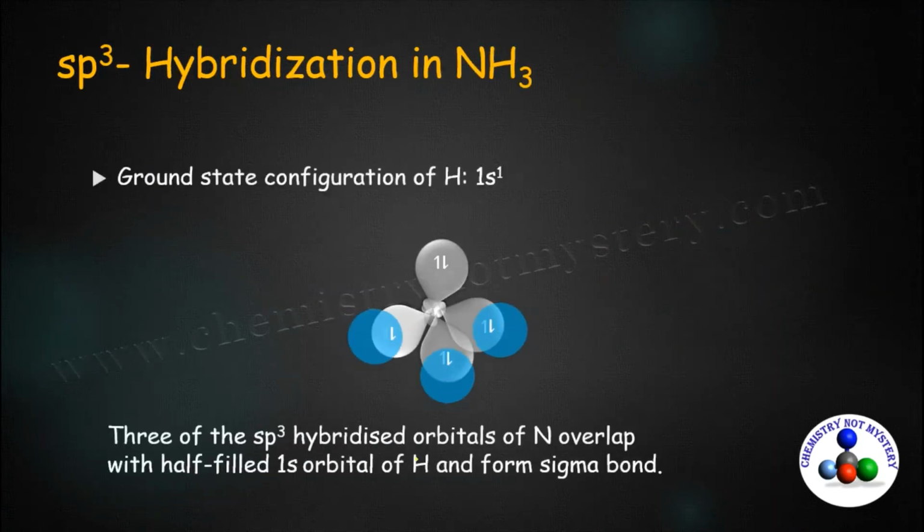For the formation of 3 sigma bonds with 3 hydrogens, 3 of the sp3 hybridized orbitals overlap with the 1s orbital of hydrogen and form sigma bonds. So this sigma bond is formed by the overlapping of the sp3 hybridized orbital of nitrogen and the s orbital of hydrogen.